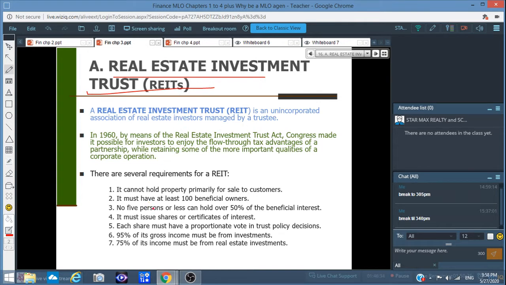You have to have 100 or more owners in there. No 5 persons can hold 50% or more.